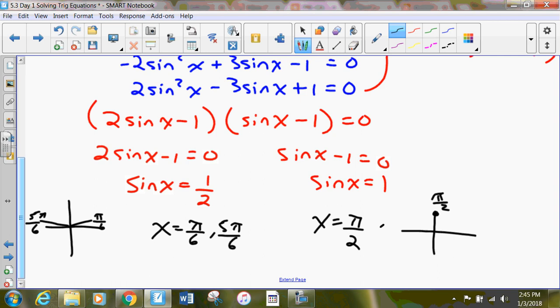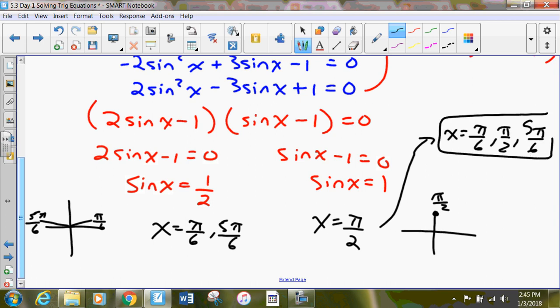So let's just go ahead and write them all together. Our answer involves all of them. We've got pi over 6, we've got pi over 2, and we have 5 pi over 6. Does it matter which order we write them? No, I'm just writing them from least to greatest. All right, and we've got our last one, and then we're done.